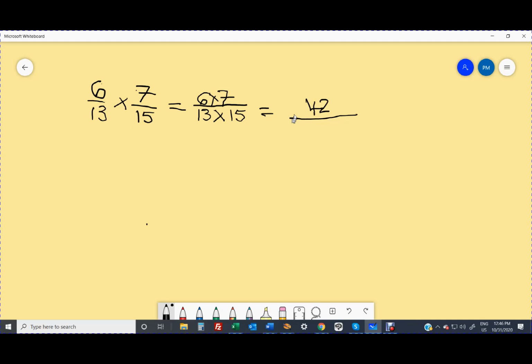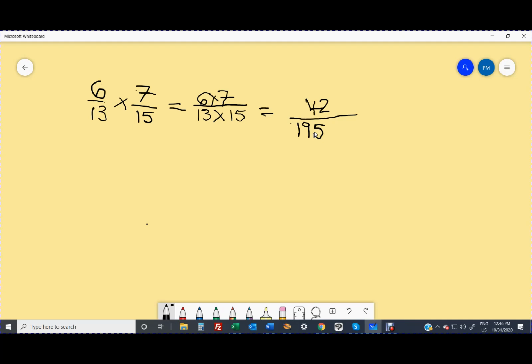15 threes, 45. 15 ones is 15. So 195. Let us hope that that is correct. So 195. That is 13 times 15. We could have done it the more complicated way and done it 5 threes 15, 5 ones 5, 6, 65 plus 130. Same answer.